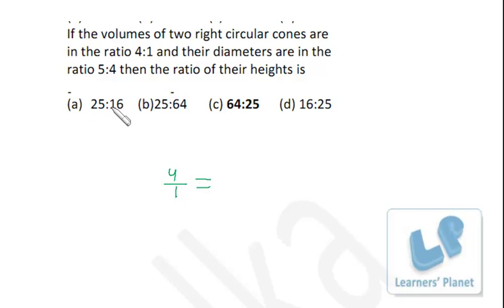Here the diameter ratio is 5:4. So the radius ratio will also be the same. So r1 square by r2 square is nothing but 25 by 16. So this is r1 square by r2 square, and that is h1 by h2, right? So do I need to tell you? It is 64 by 25, h1 is to h2. So hardly a 20-25 second problem. And when you know the formula, do not write it, okay? Because that will be unnecessary wastage of space and time.